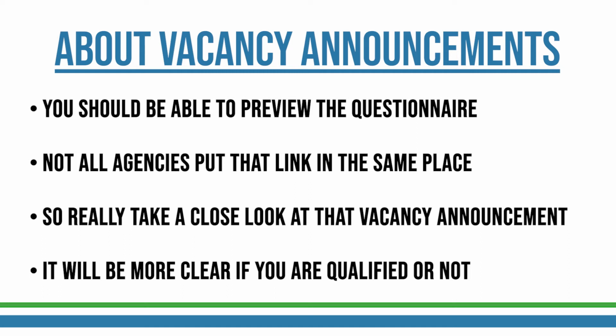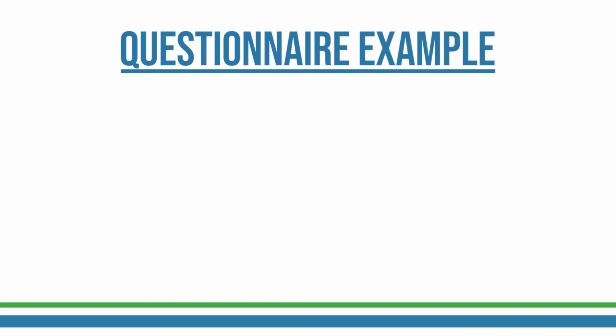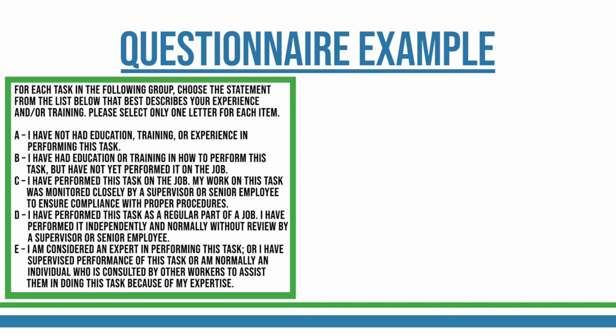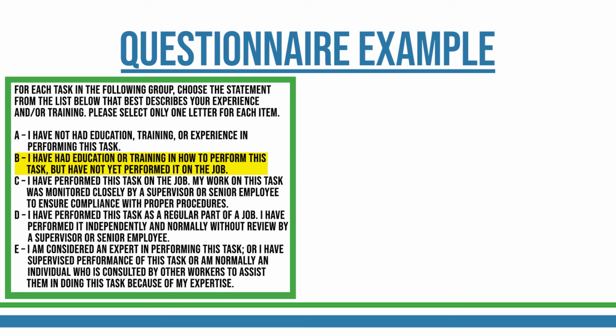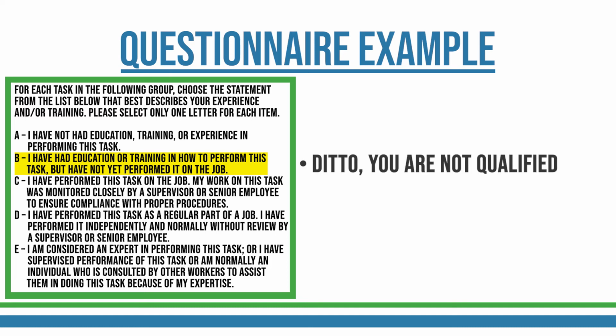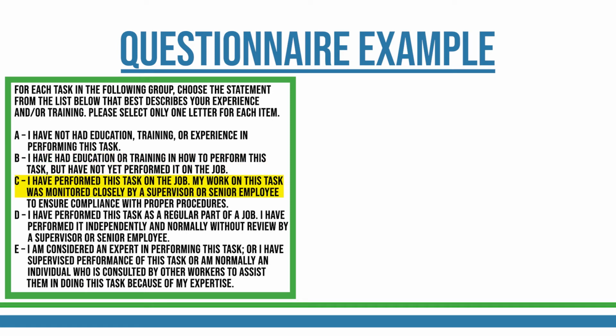All right, let's talk a little bit more about the questionnaire. So, I copy and pasted a questionnaire here. A: I have not had education, training, or experience performing this task. If this is your answer to a question on the questionnaire, you're not qualified for the job and you need to move on. B: I've had education or training, but I've never done it. Ditto, you're not qualified. C: I performed this on the job, but I was monitored by a supervisor to make sure I did it right. Again, you're not qualified. If you are A, B, or C in responding to these questions, you need to pick a different announcement.